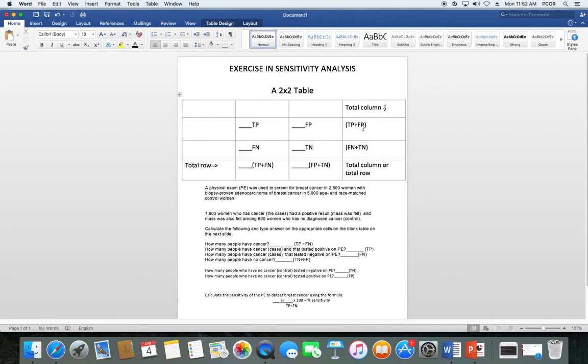When you have a table like this and it's blank, just have this in mind, copy it somewhere, because this is a template of how you're going to fill a 2 by 2 table. Normally, the columns where the cells are will hold your disease or outcome. This row for the 4 cells will hold your exposure or the instrument you're using.